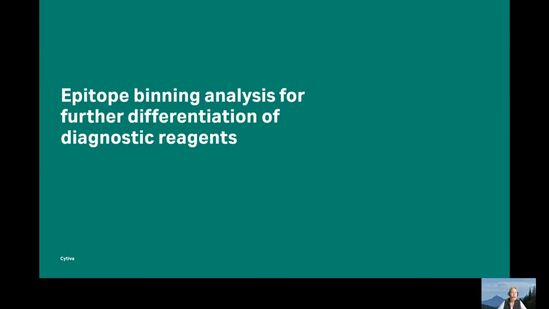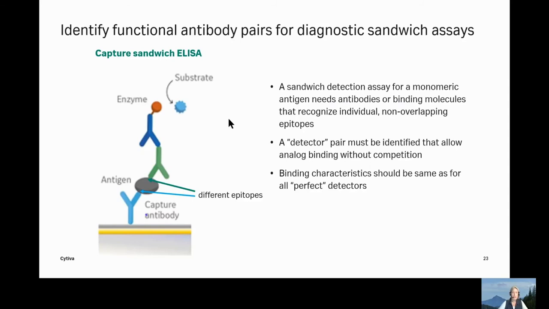Now I will show you how epitope binding analysis can be used for further differentiation of diagnostic reagents. For the development of a diagnostic sandwich assay, like the one shown here, you need to identify antibody pairs which recognize non-overlapping epitopes on the antigen to be determined. Otherwise, they cannot bind to the antigen at the same time. But this is a prerequisite for setting up such types of assays.